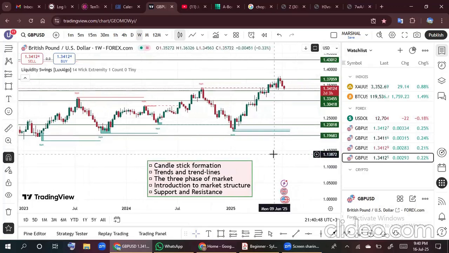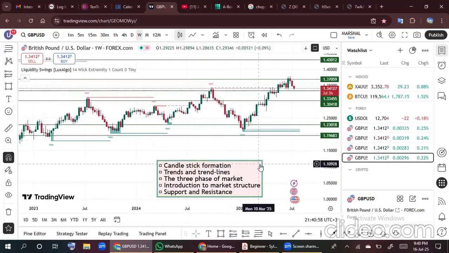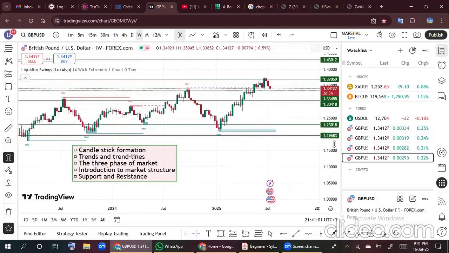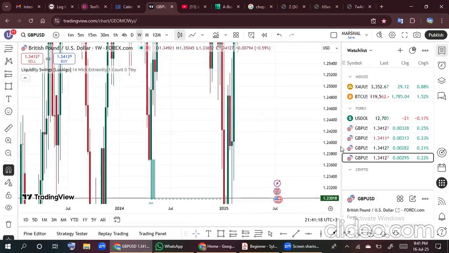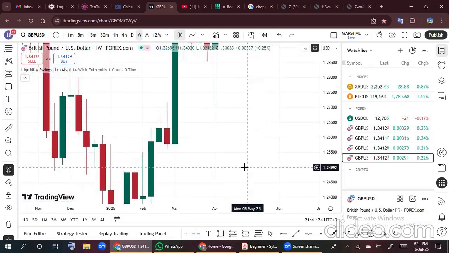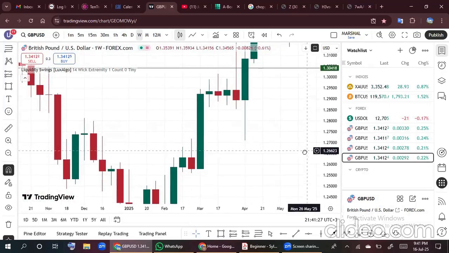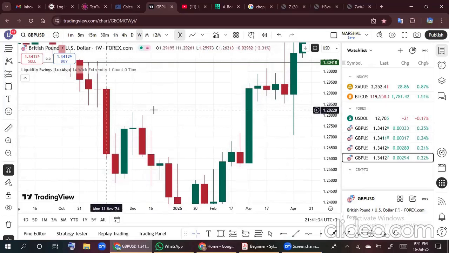So let's talk about candlestick formation now. Candlestick formation. We identify around 100 individuals based on traditional method. Okay, so let's use these candles, this one and this one.